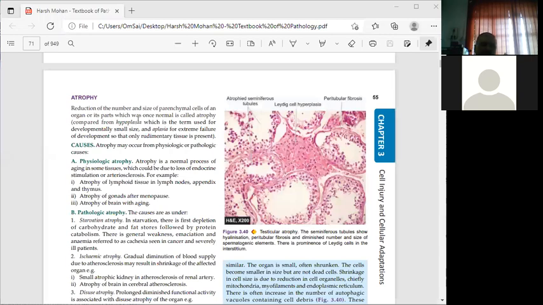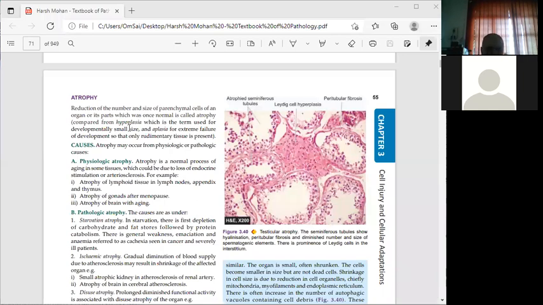Atrophy is the reduction of the number and size of parenchymal cells of an organ or its parts which was once normal. Here is the reduction in number as well as the size of the parenchymal cells of an organ or its parts which was once normal; this is called atrophy.